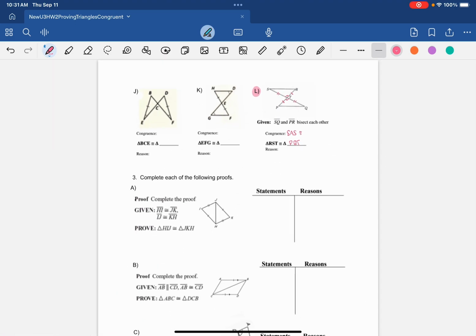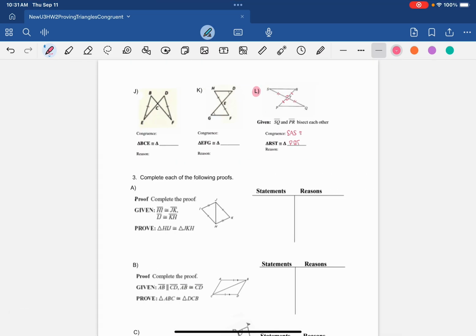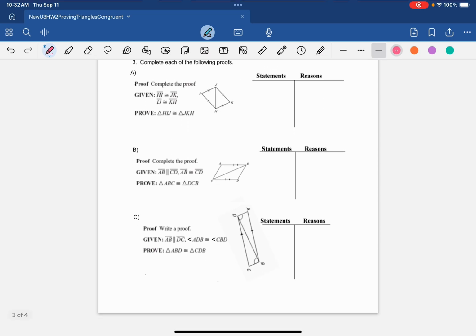Now, there will be some that are not possible as far as this section A through L is concerned. So if you get something that's only angles, or angle, side, side, or side, side, angle, those will just be a no and you'll move on. Let's look at a couple of proofs.